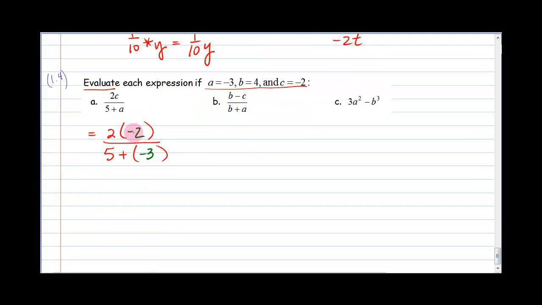So I have 2 times -2, which is going to give me -4, over 5 plus -3, which would be 2. So my answer would be -2.